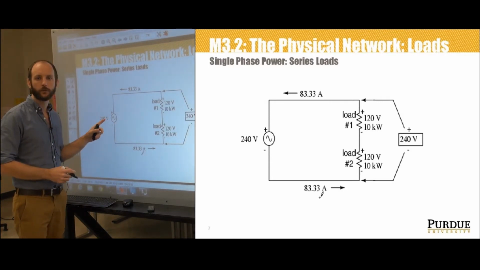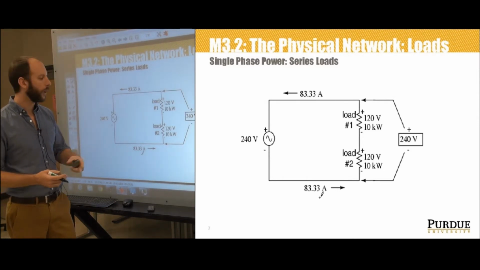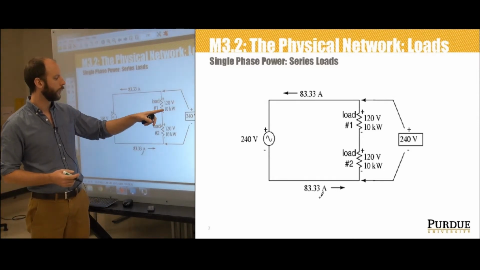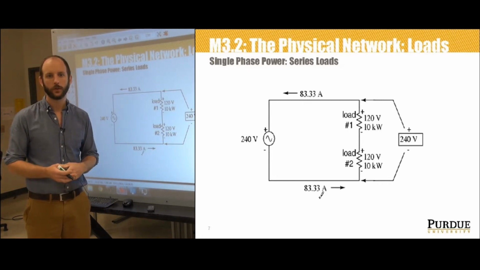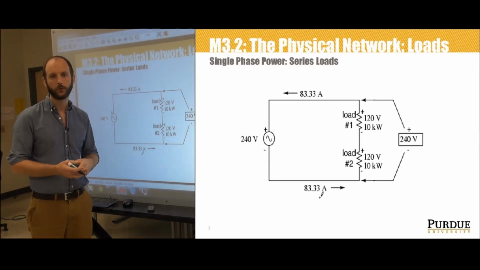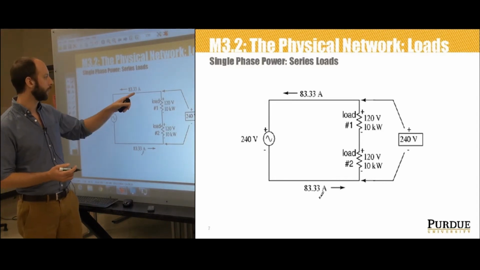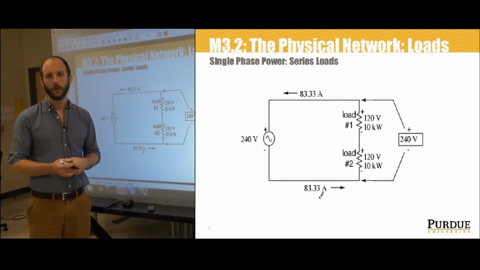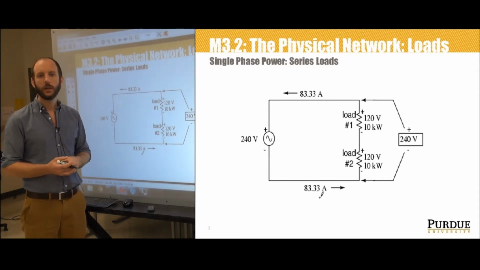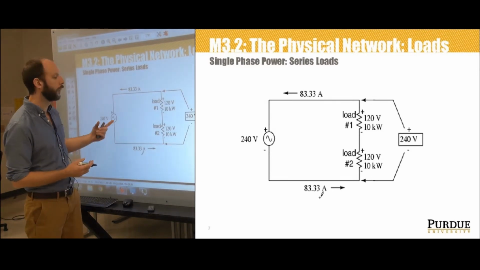Let's look at what happens if we place the loads in series while keeping the 240 volt supply. So assuming that these both are equal power draw, 10 kilowatts here and 10 kilowatts here, 120 volts is going to get dropped across each of the loads due to the voltage divider. And the total current sourced by the 240 volt source is still only going to be 83.33 amps flowing through the combined load.